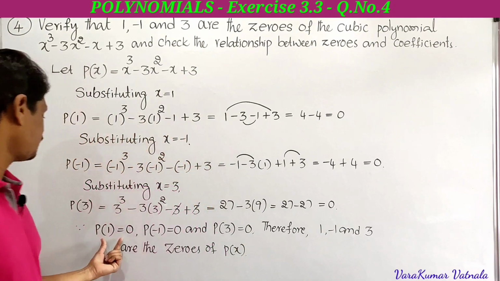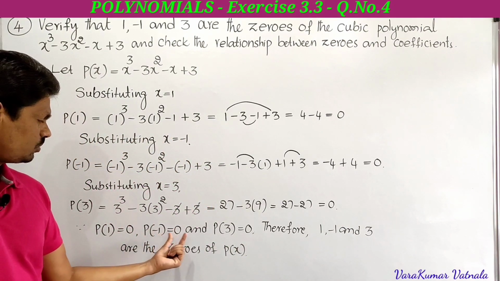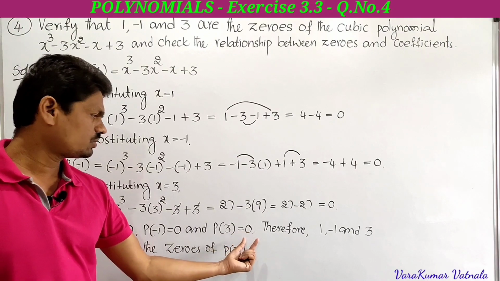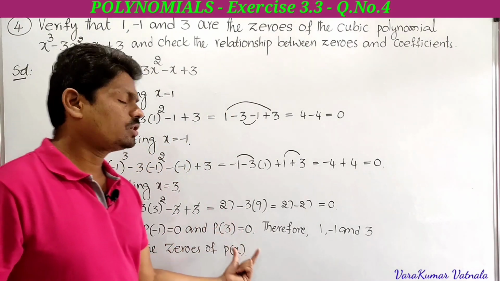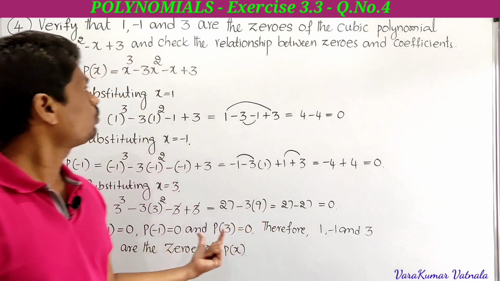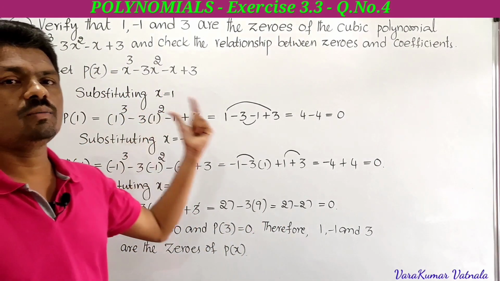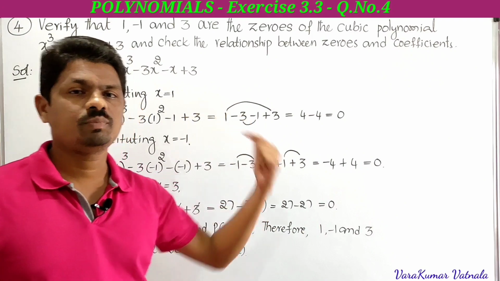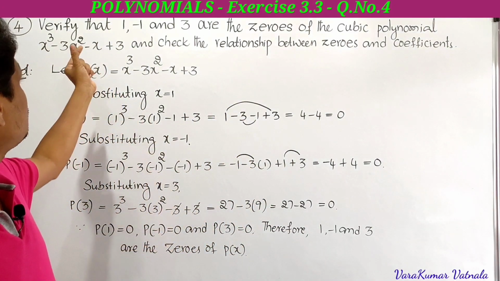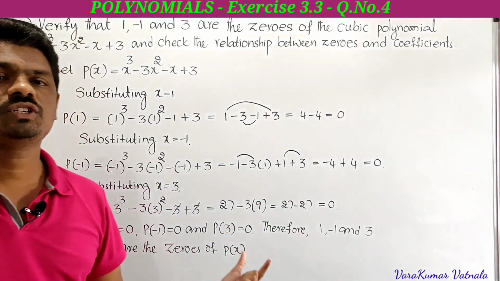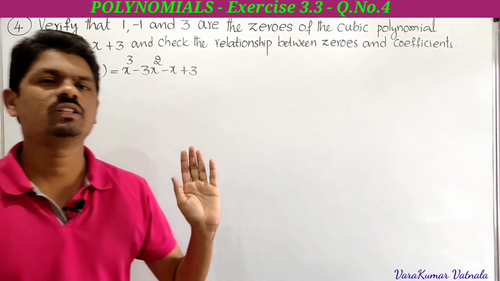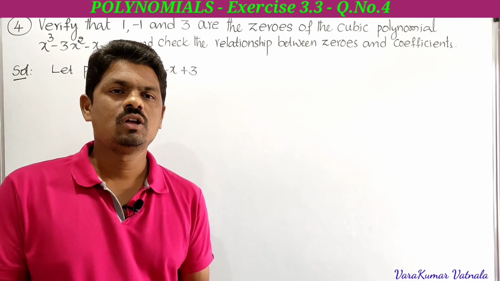So since p of 1 equal to 0, p of minus 1 equal to 0 and p of 3 equal to 0, therefore 1, minus 1 and 3 are the zeros of p of x. Therefore we have verified that 1, minus 1 and 3 are the zeros of p of x. So in the next part he is asking to check the relationship between the zeros and the coefficients. So now we have to check the relation between the zeros and the coefficients.